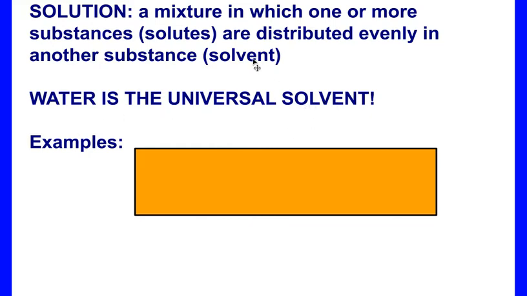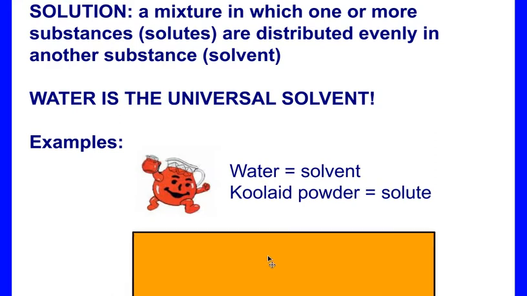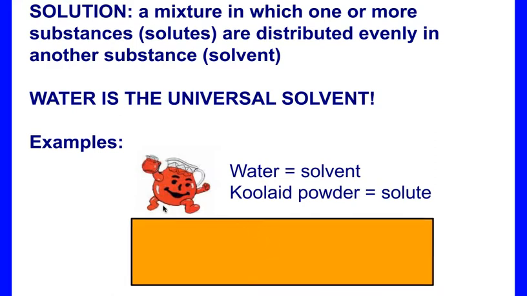So basically something is going to dissolve in something else. A good example of a solution that we all know is Kool-Aid. So in Kool-Aid, water is going to be our solvent, and the powder or the sugar is going to be our solute. So that powder and sugar is going to dissolve in the water, and that's what's going to make our solution.